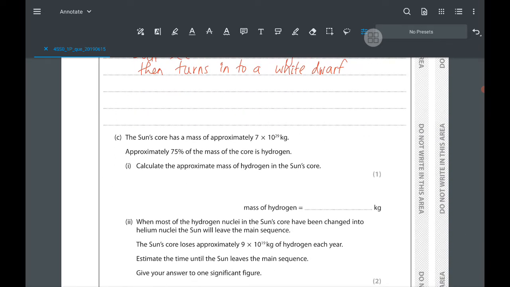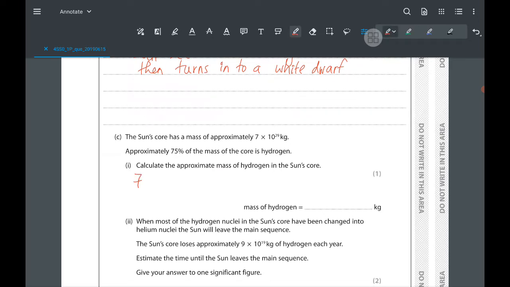Then the Sun's core has a mass of approximately 7 × 10^29 kilograms. Approximately 75% of the mass of the core is hydrogen. Calculate the approximate mass of hydrogen in the Sun's core. So you have to take this value and find out the 75%, so you can multiply 7 × 10^29 × 0.75. Then your answer will be 5.25 × 10^29 kilograms.